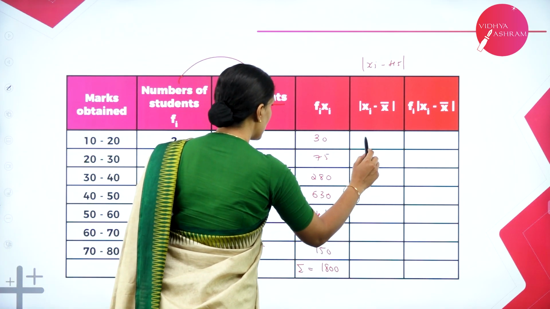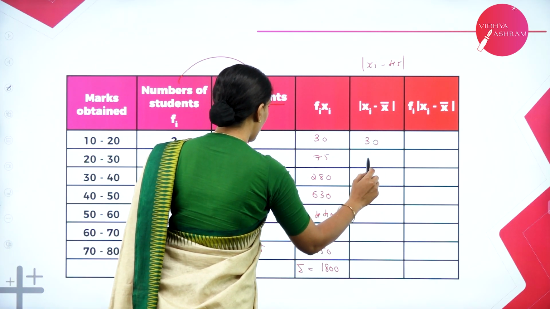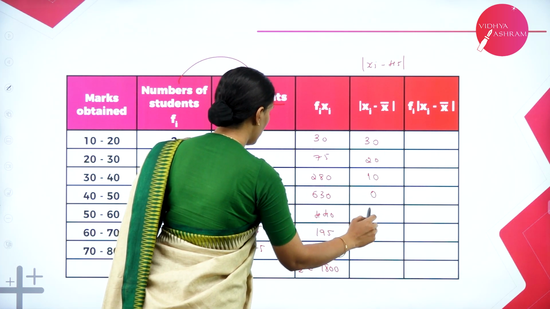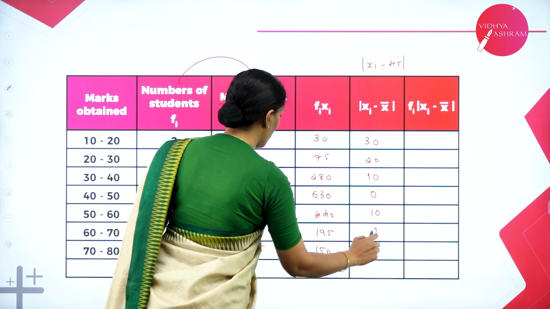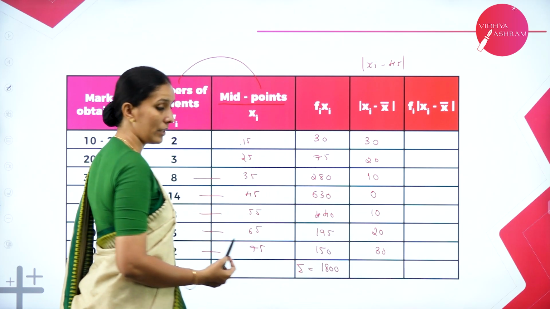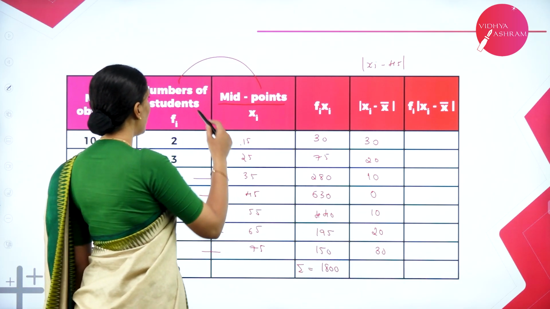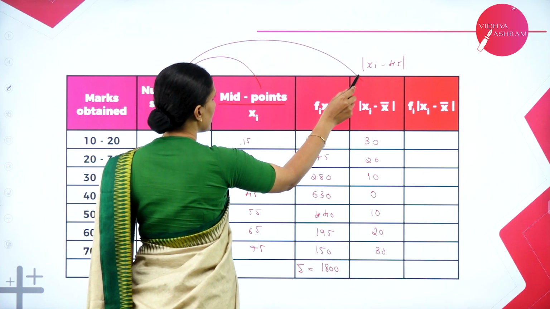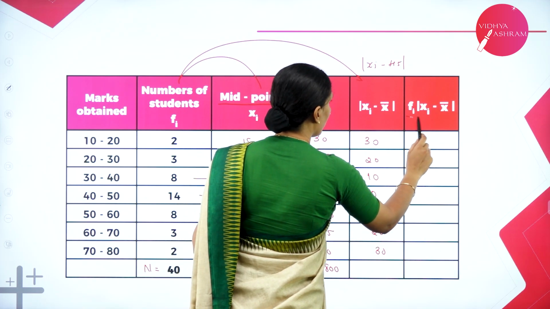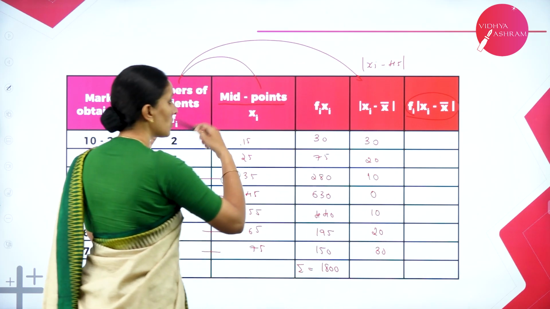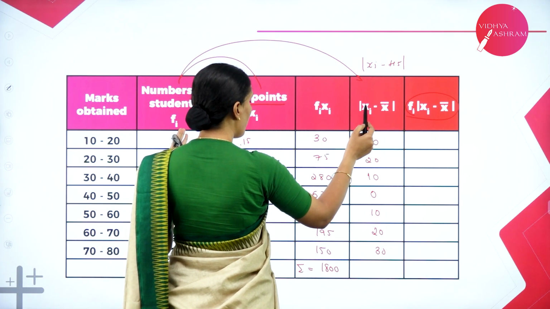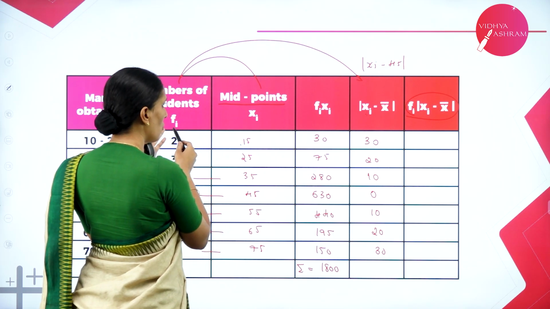Then you will get this as 30. Next we have 20, next 10, next 0, next again 10, 20, 30. Once you get the deviations column, you need to multiply the frequency column with these deviations to get the column fi into modulus of xi minus x bar. So the next step is we need to multiply the column xi minus x bar with the frequency.